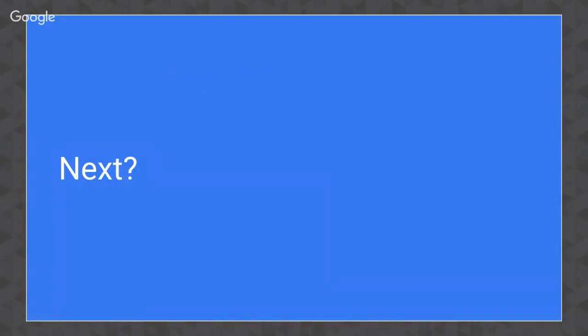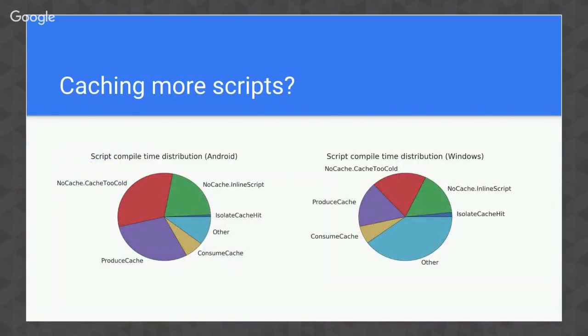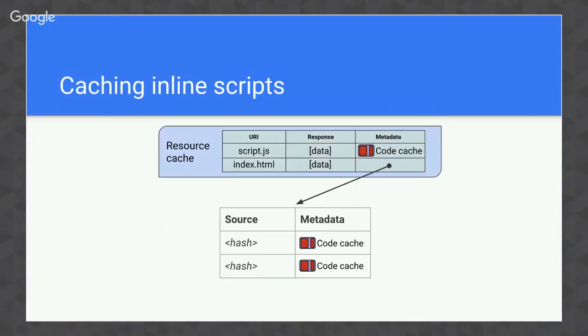So yeah, what happens next? There's caching more scripts. As I said, this is still running in Finch experiments. We're expecting a 5 to 10% improvement in compile time again. And well, we'll see how it goes. Ongoing work. Yang.